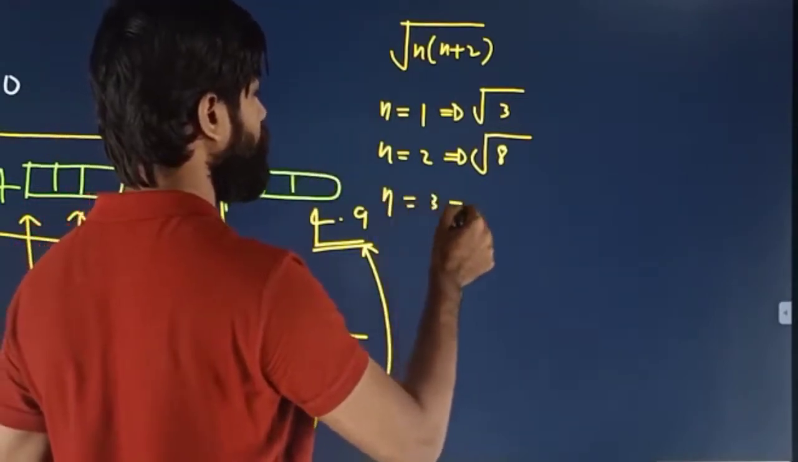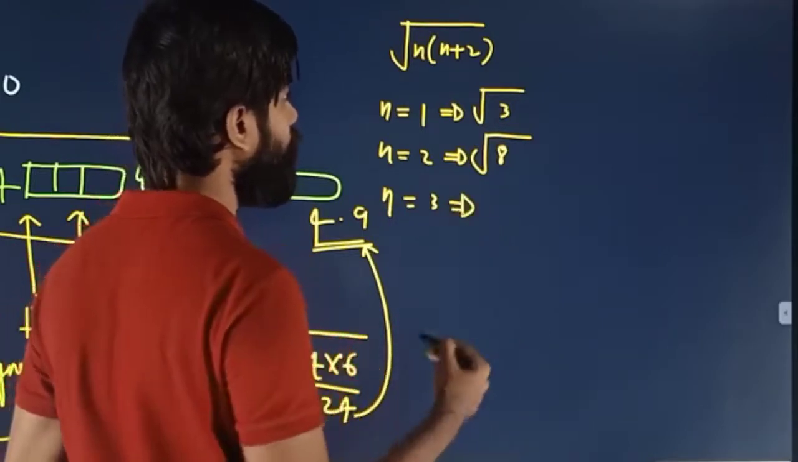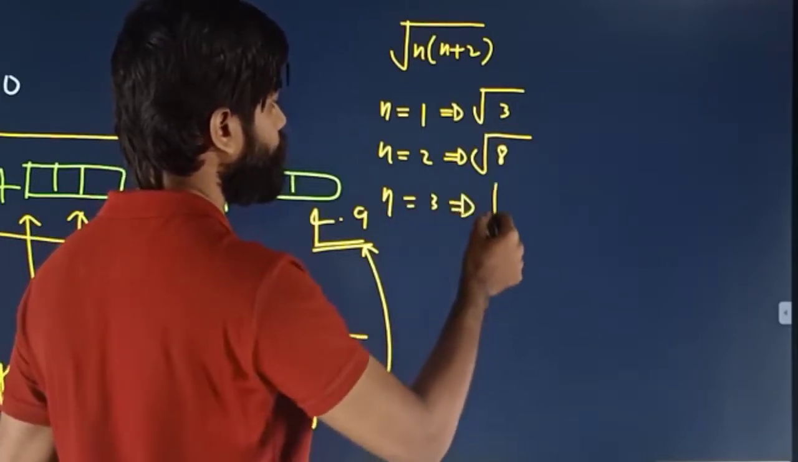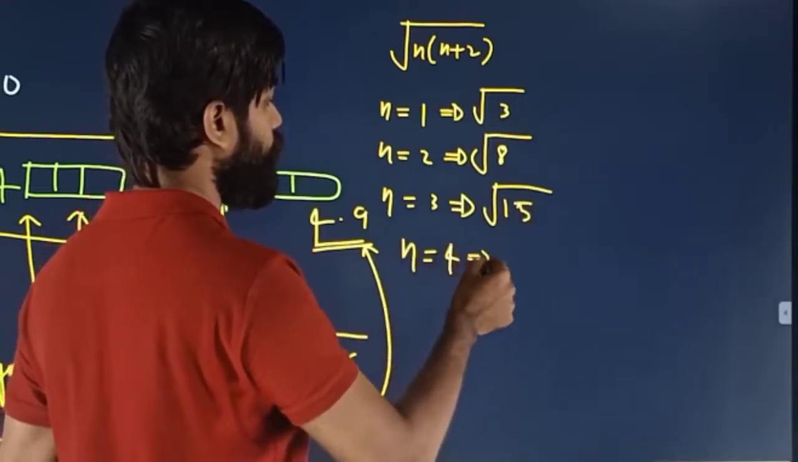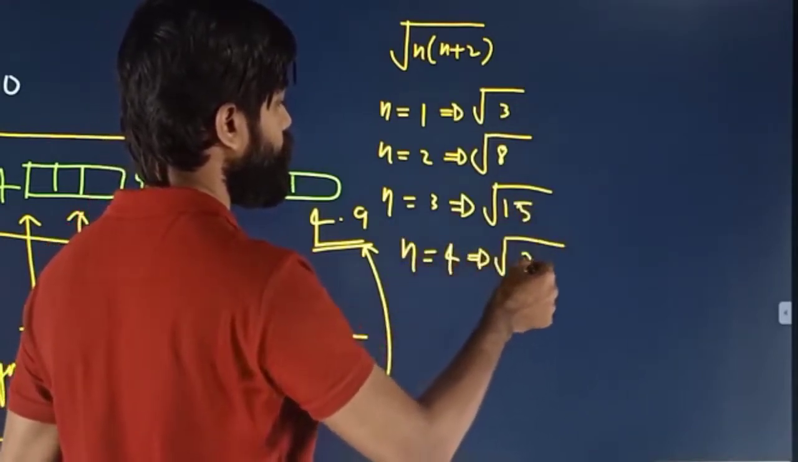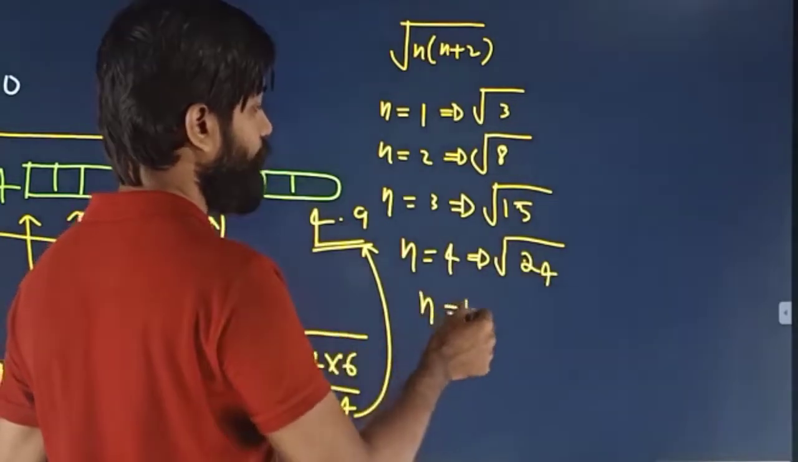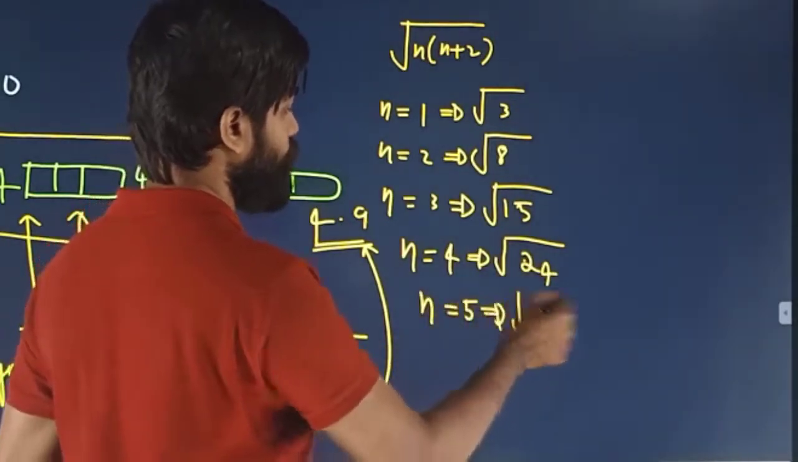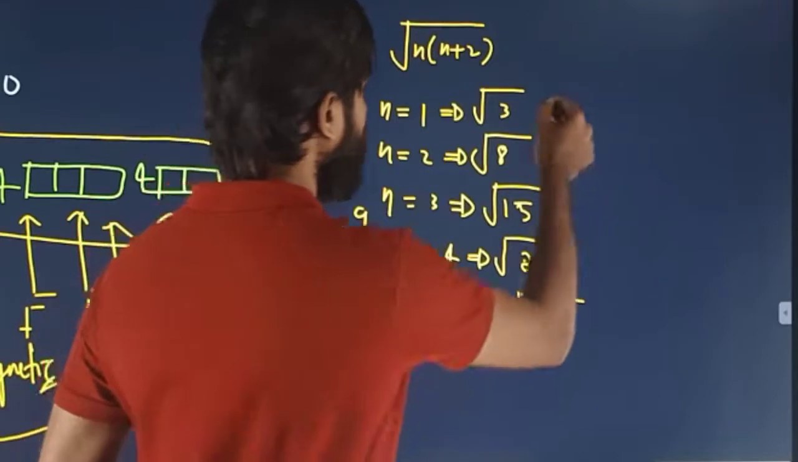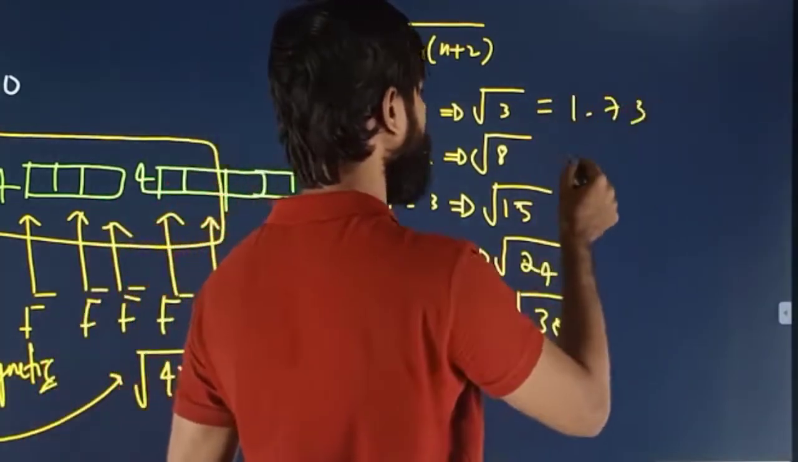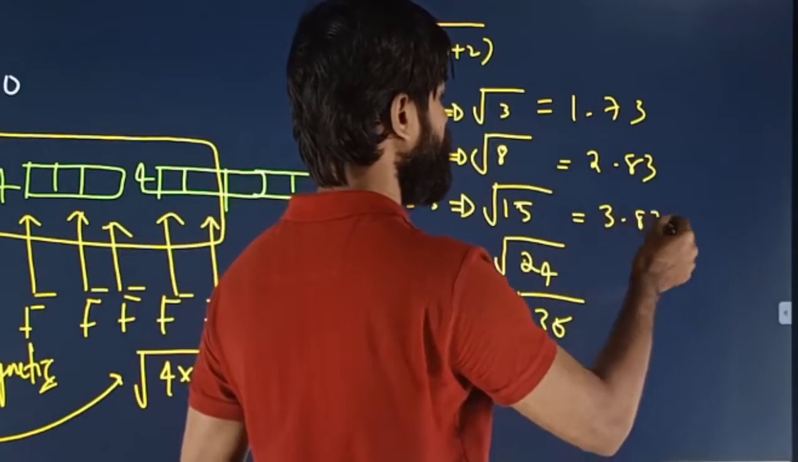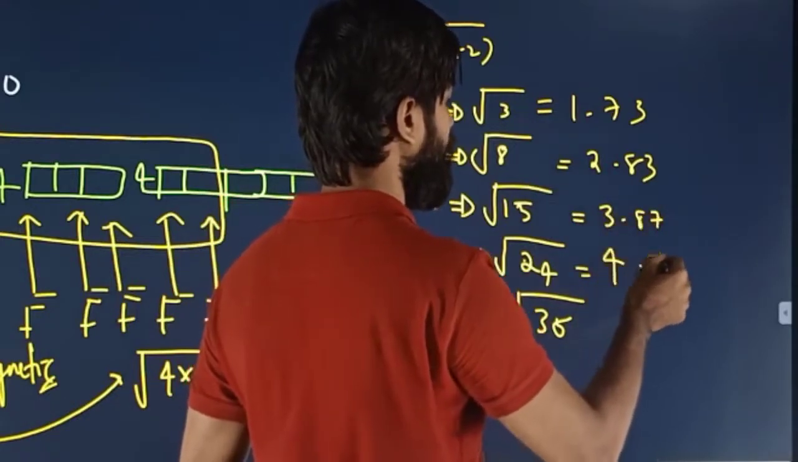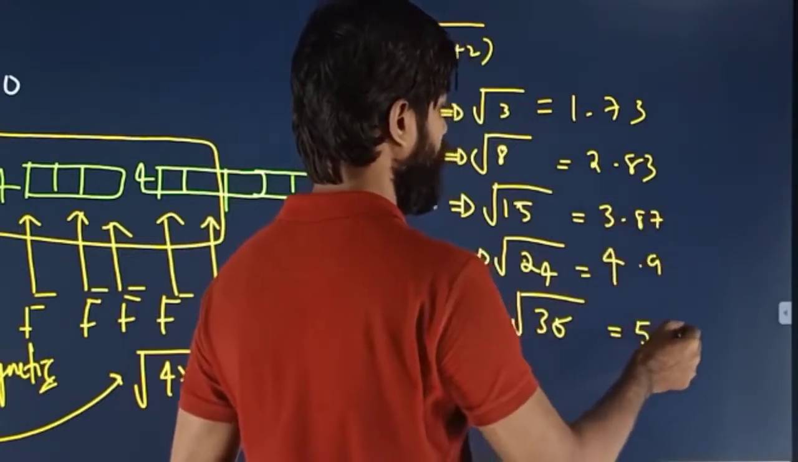If n is 3, that is 3 into 3 plus 2, 3 into 5, 15. If n is 4, 4 into 4 plus 2, 4 into 6, 24. If n is 5, 5 into 7, 35. And the answers are: this is 1.73, this is 2.83, this is 3.87, this is 4.9, this is 5.91.